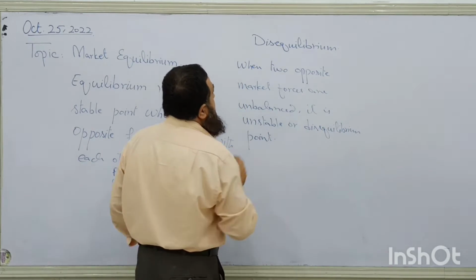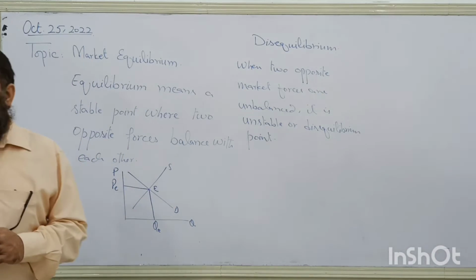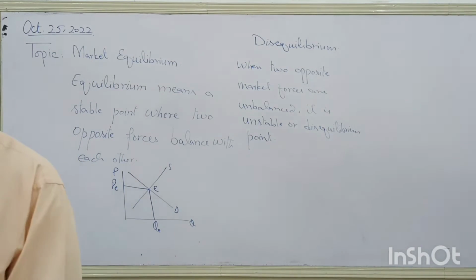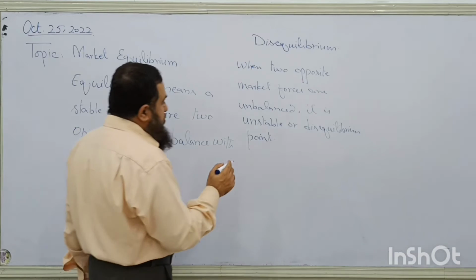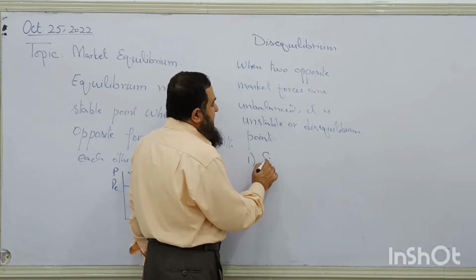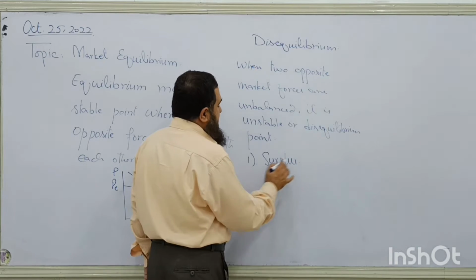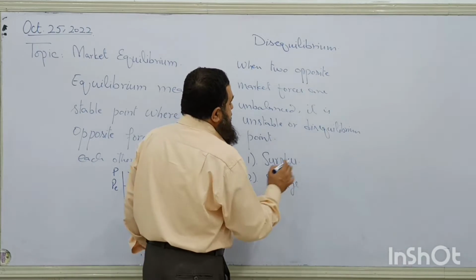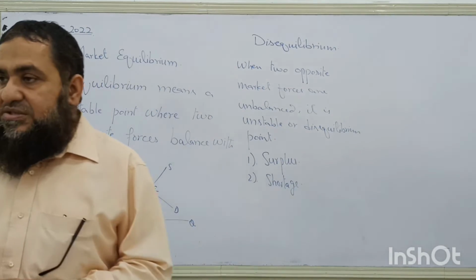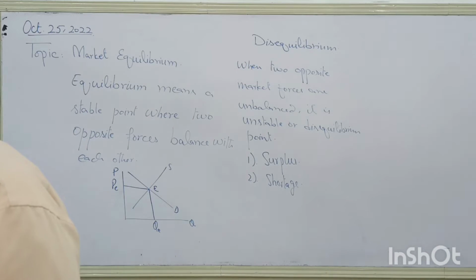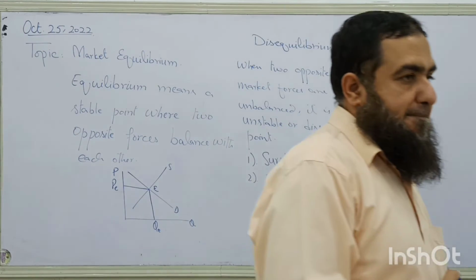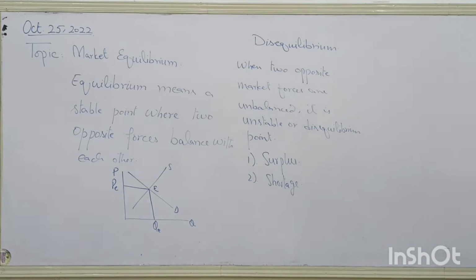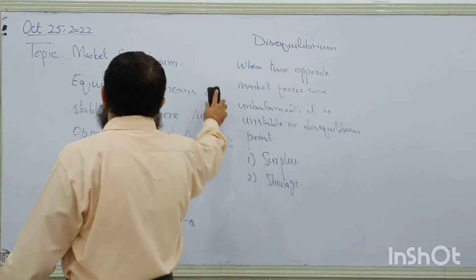Alright. So whatever is demanded is not supplied by the sellers. Either it is oversupplied or undersupplied. There are two conditions of disequilibrium. One is called surplus, and another is called the shortage. So whenever there is market disequilibrium, we find either a market surplus or a market shortage. Now we want to see how we can find a surplus in the market.